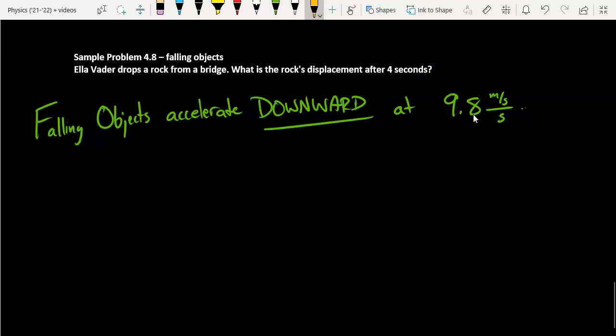We say the acceleration when things are falling, so we call this the acceleration from gravity. A little g. Sometimes you will see this written in textbooks just as g. That's the acceleration from gravity, all right? The acceleration from gravity is about negative.